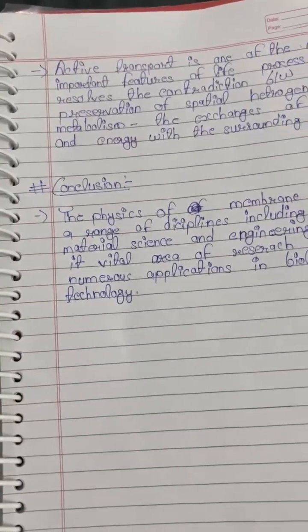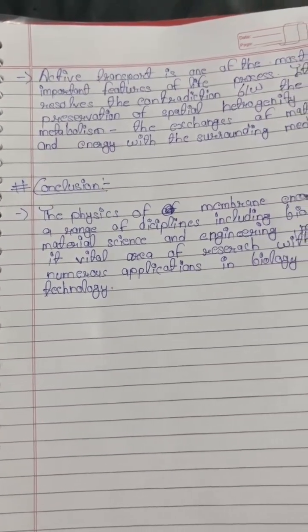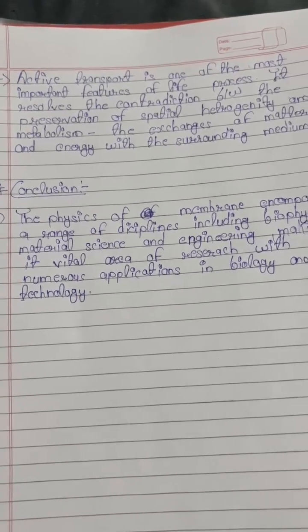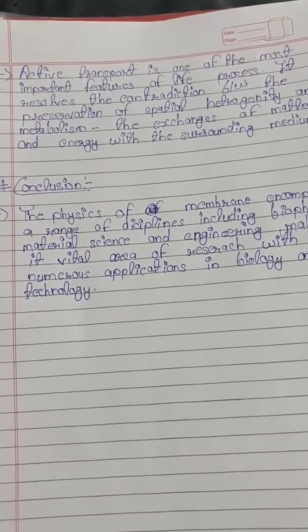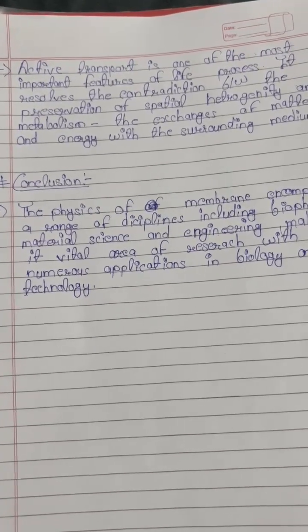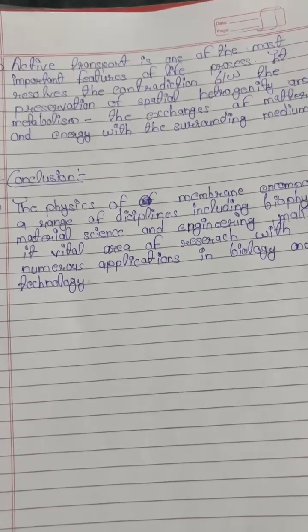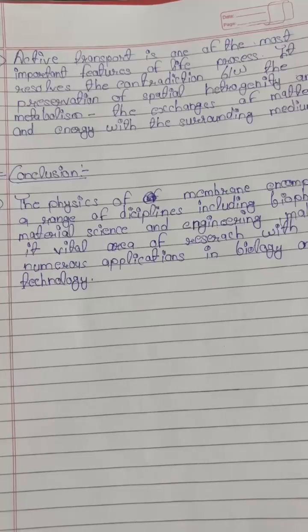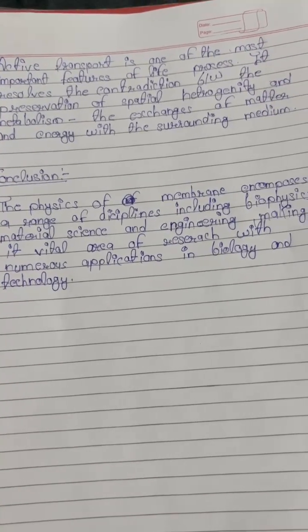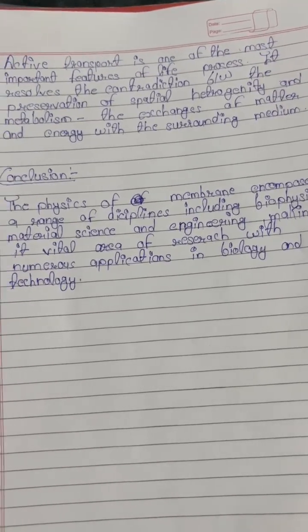Active transport is one of the most important features of life process. It resolves the contradiction between the preservation of the spatial heterogeneity and metabolism, the exchange of matter and energy with the surrounding medium.